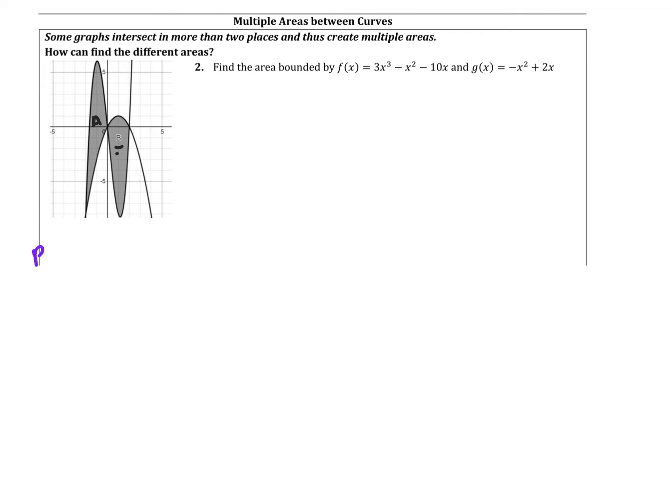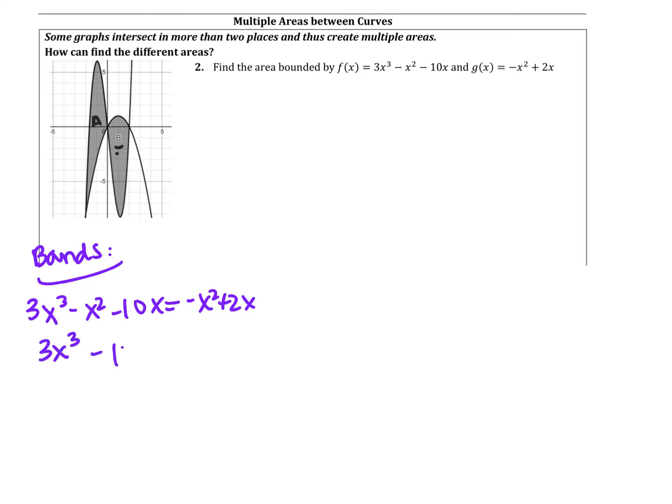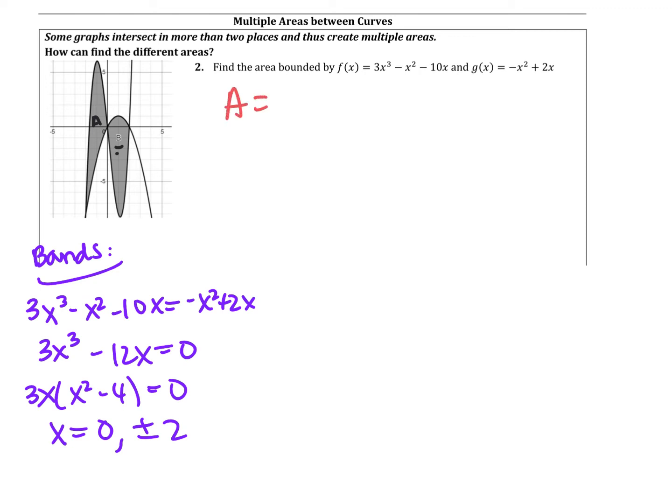The process is really the same. If you can tell from the graph where those two are crossing, that's great. For me, I can see pretty clearly a couple of them, but I just want to remind you how to do this by hand in case you can't see the bounds. Set the two functions equal to each other. Get everything on one side. We're going to solve a quadratic here, and we're going to get 0 and plus or minus 2 as our intersections.